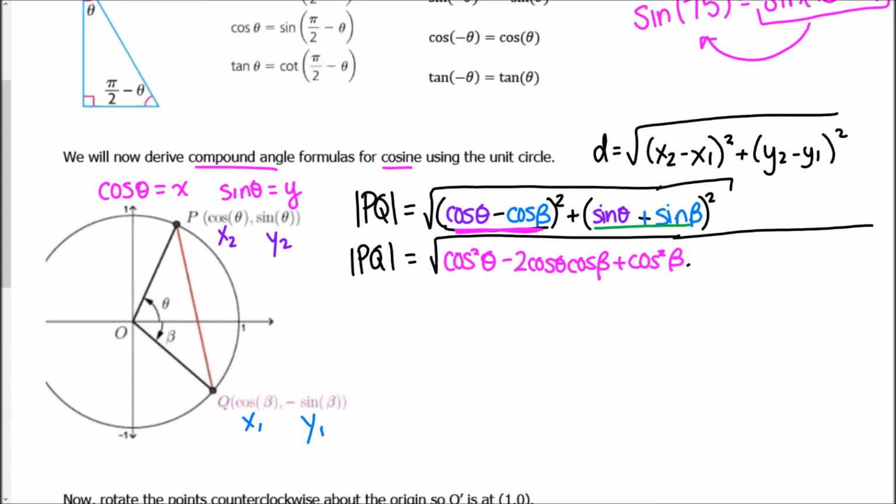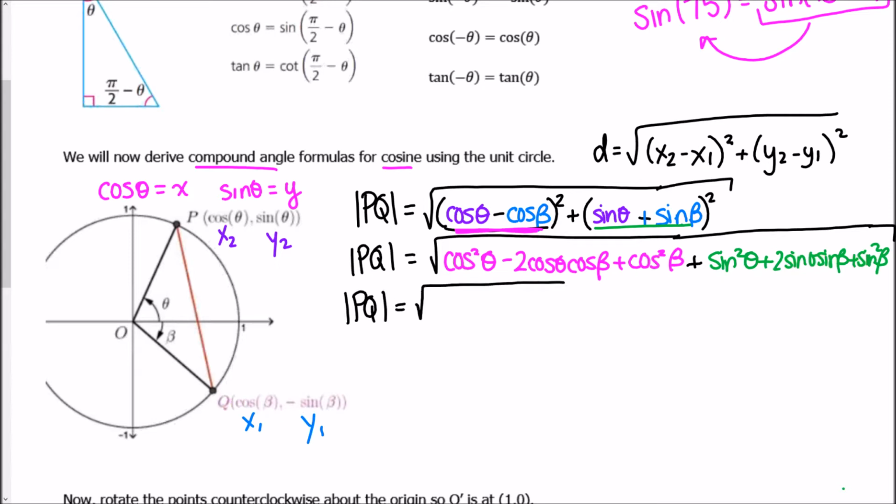So we're going to say plus, and then here we're going to say sine squared theta plus, this right here, we double the product of these two, 2 sine theta sine beta, and then plus sine squared beta. Now, if you want to, you can always FOIL this to see how we got these answers here. Okay, so now let's go ahead and rearrange this in a different order.